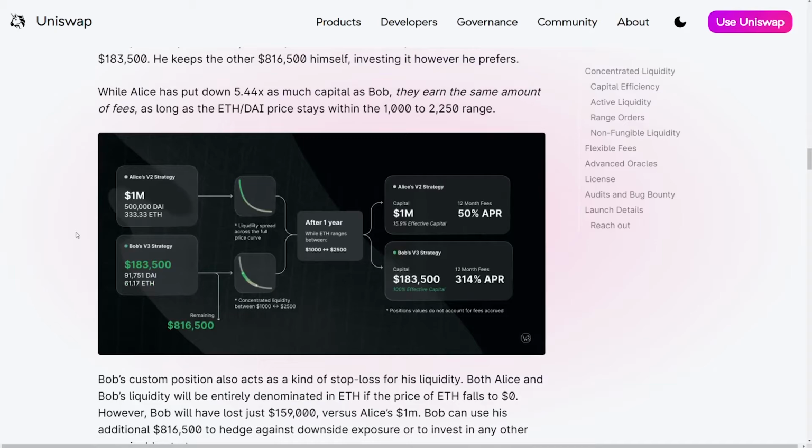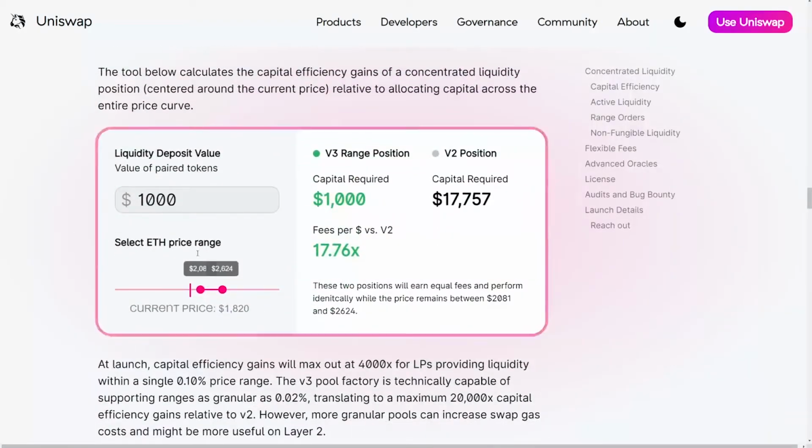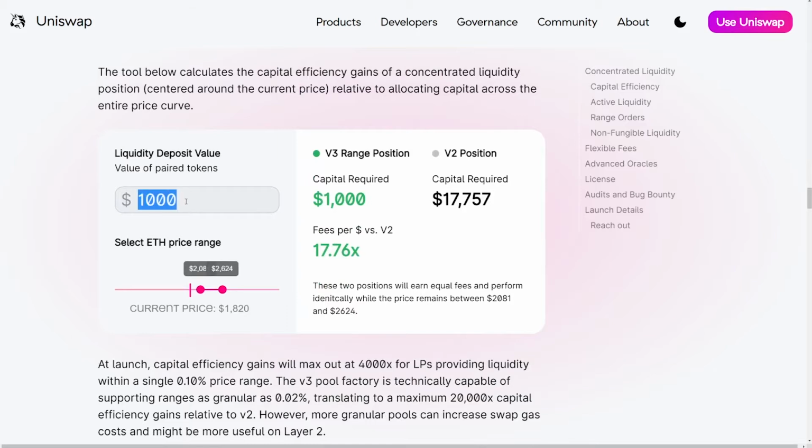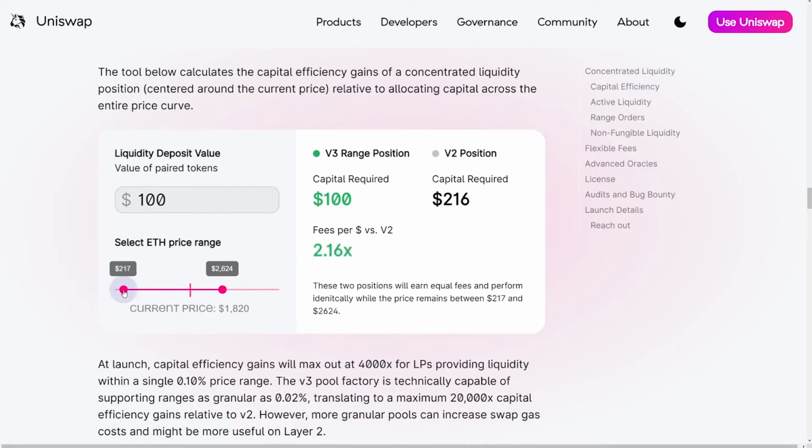You have also some examples here, but I think the best one is actually this calculator over here. So let's say you will put $100 into a liquidity pool. This is a total value of the paired tokens, and we assume that you are providing a liquidity for ETH. So then you will select a price range in which you will provide the liquidity for ETH. So if we say from the max range, it looks pretty similar to V2.